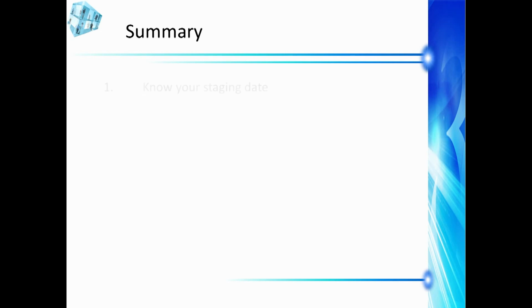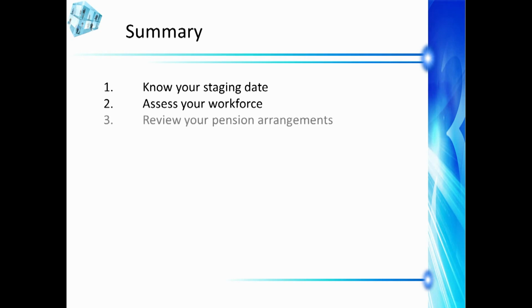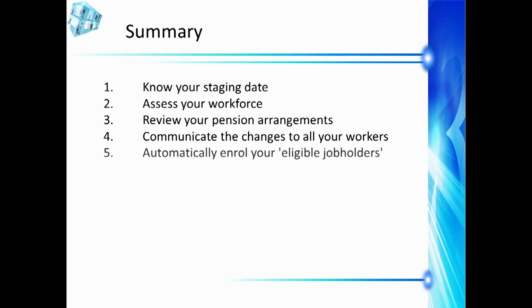So in summary, you need to know your staging date, and you can get that information from the Pensions Regulator's website. When you get to your staging date, you need to assess your workforce into one of those 3 categories. You need to make sure you've got pensions in place that you can auto-enroll workers into. And at your staging date, you need to make the communication to those workers to tell them about the auto-enrolment process. And you need to automatically enrol eligible job holders into those pension schemes.